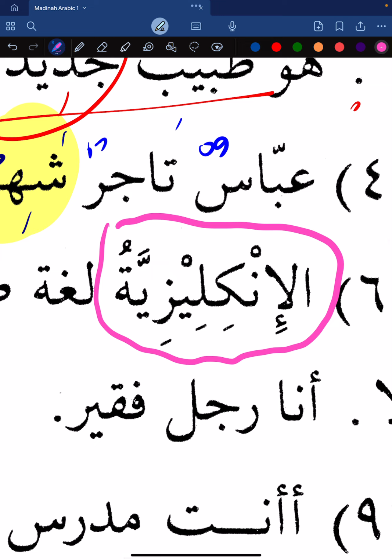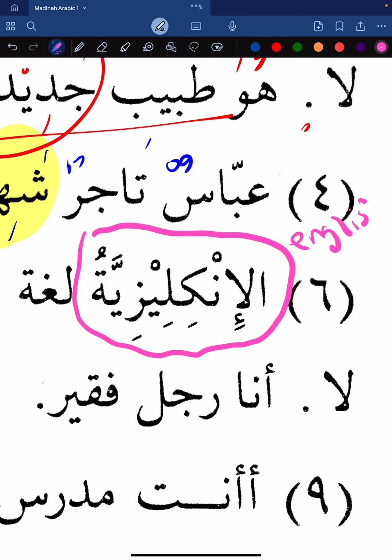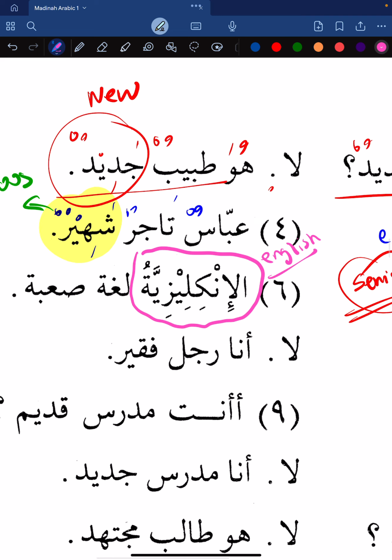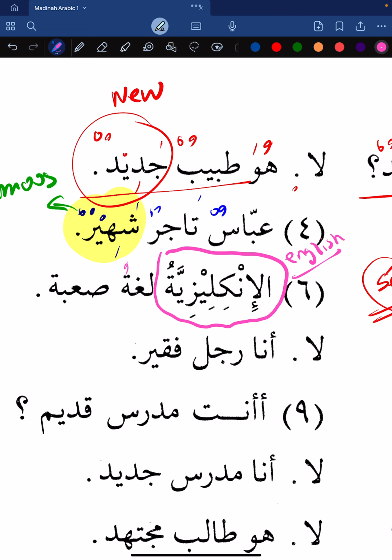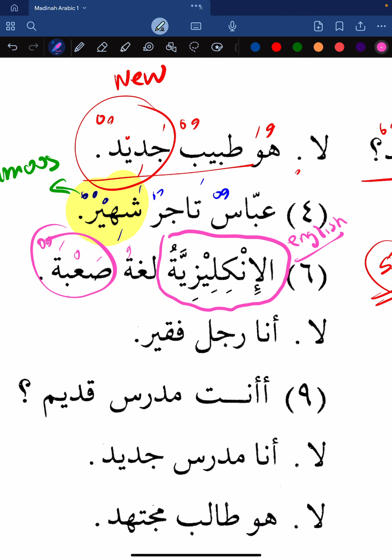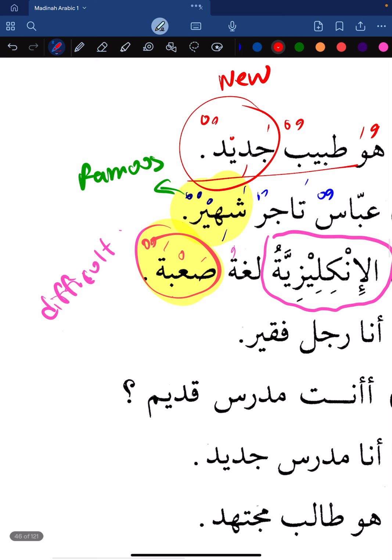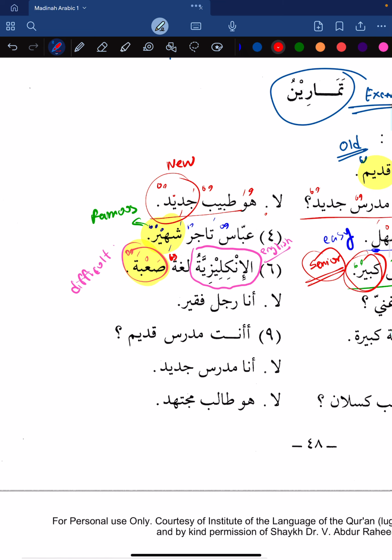Where were we? Inkiliziyadun, and that means English. Isn't it funny? Inkiliziyatun, which means English. Al-lughatu sa'abatun, which means difficult. And it is so true. Al-lughatu is actually al-lughatun, because it's a noun. Al-lughatun sa'abatun, which means it's a difficult language.